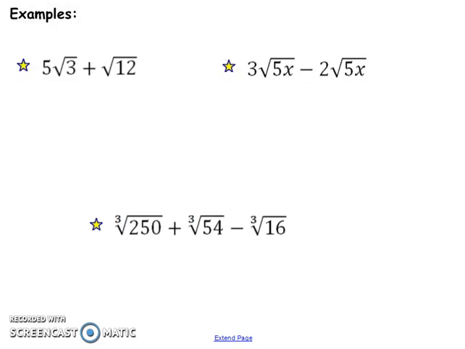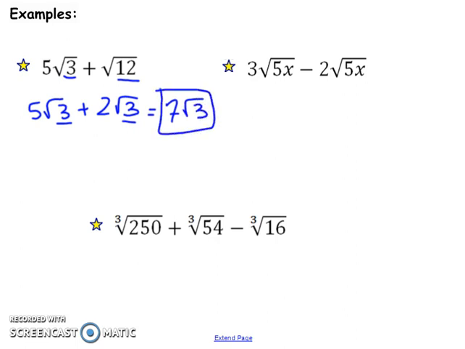So if we look at some examples, 5 radical 3 plus radical 12. Right now they're unlike because radical 3 and radical 12 are not the same. We can break down radical 12 to be 2 radical 3. Once we break it down, we compare. They're the same radicands and the same indexes, so we have 7 radical 3. 3 radical 5x minus 2 radical 5x. They're the same radicands, so we're just going to combine our coefficients. So 3 minus 2 is 1, radical 5x.